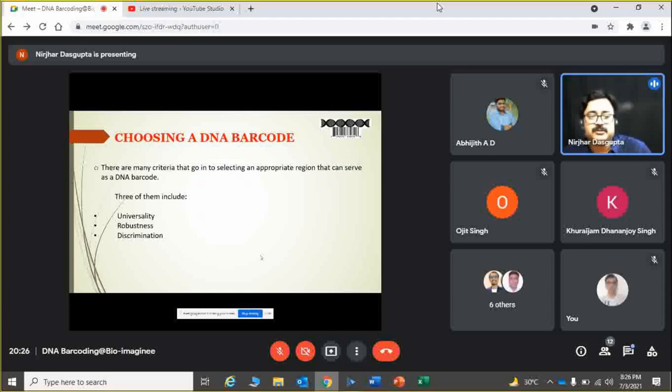Now, there are three criteria which should be fulfilled for any particular strand or stretch of DNA to be used as a DNA barcode. That may be a gene, that may be a locus, whatever it is. The three are universality, robustness, and discrimination. Universality means, suppose I am identifying one specific gene for this identification, this particular gene should work for all plant species present on Earth. If it works only in monocot plants and not in dicot plants, that doesn't make sense. So whatever locus or gene you select should have universality, that is, it should be usable for all different plant species present on Earth.